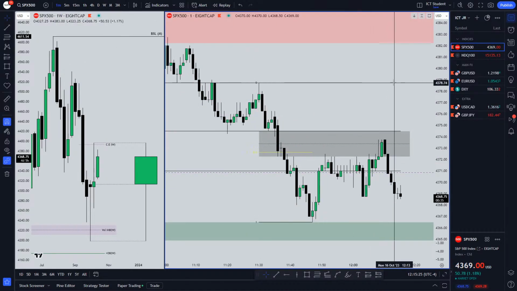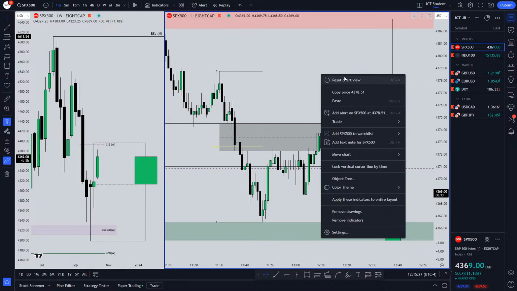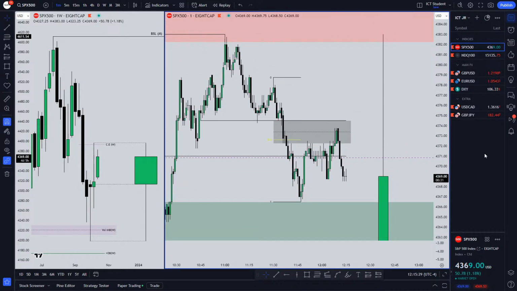And right now you can see we're just having that lunch session, and the market doesn't look too ideal to trade right now.